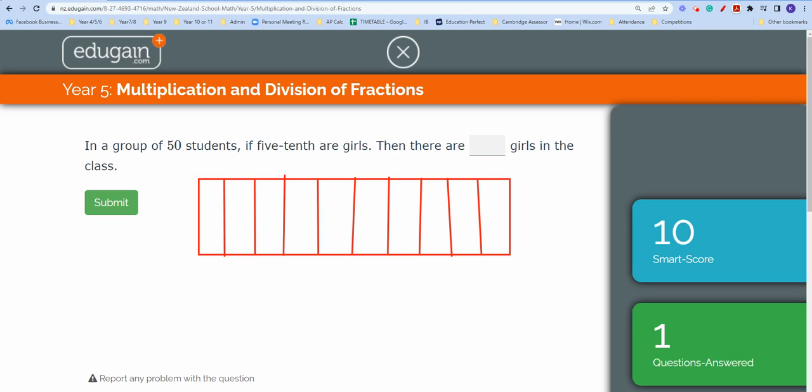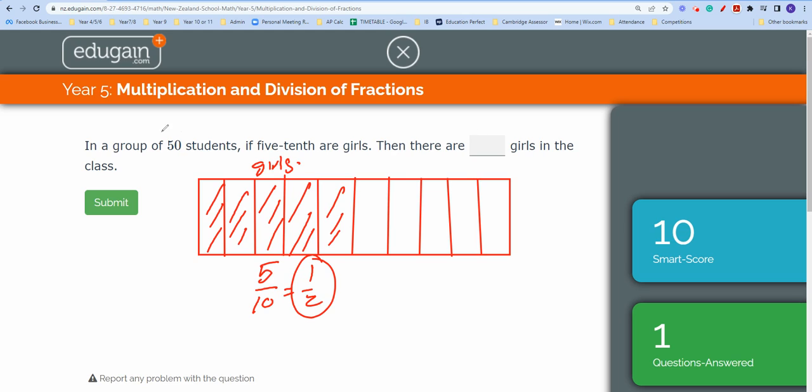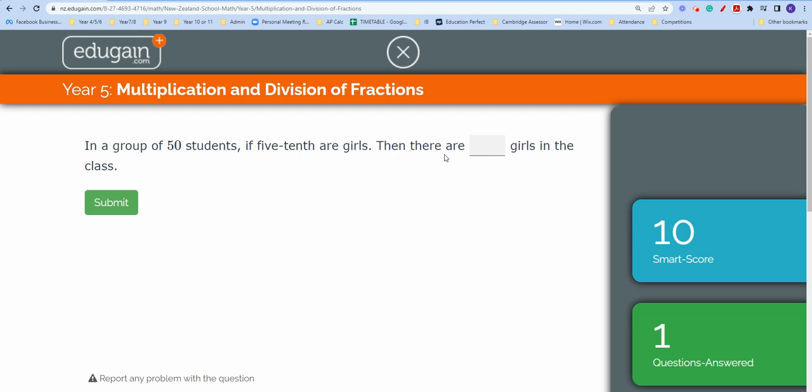If I got 10 spaces over there, we're saying that 5 tenths are girls. So 1, 2, 3, 4, 5 out of 10 are girls. So that means 5 out of 10 is the same as a half. So therefore, half of 50 are girls. So what's half of 50? 25. So your answer for this is going to be 25.